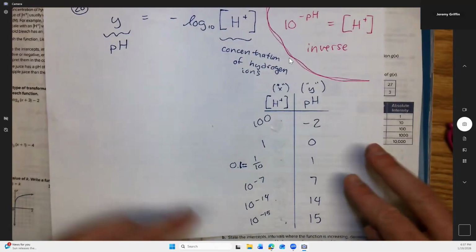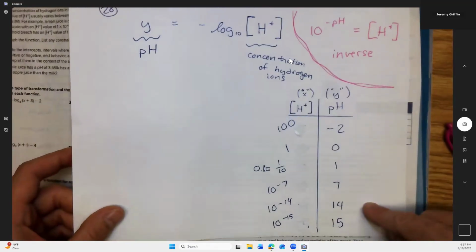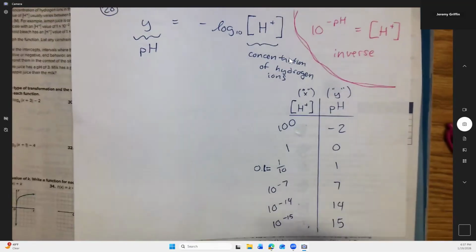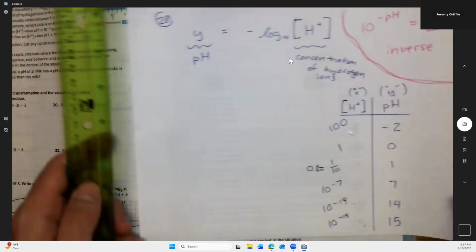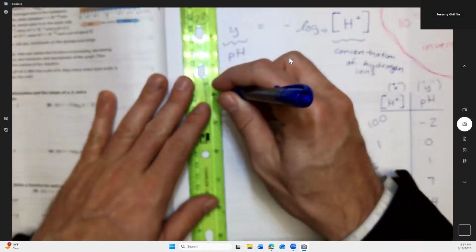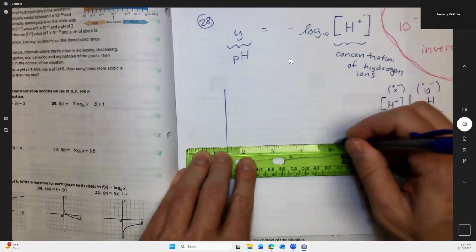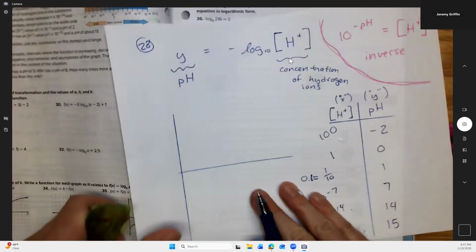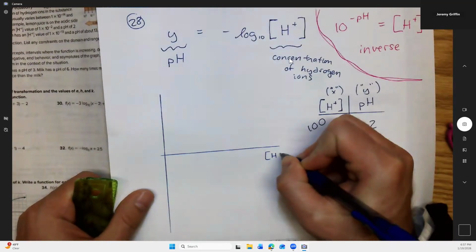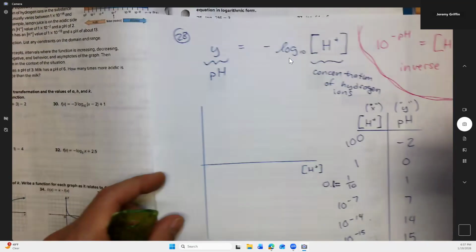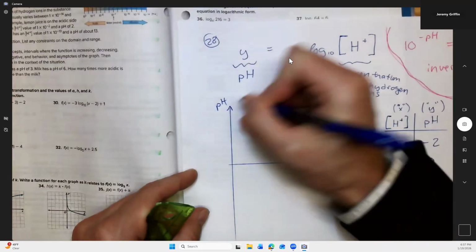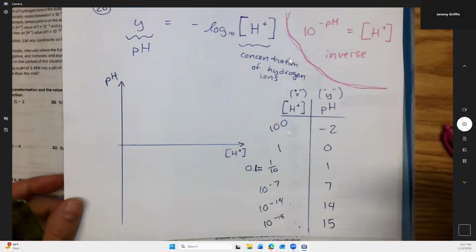So you're not bounded by 14. pH doesn't have to stop at 14, but charts typically stop there just because it gets so extreme at that point. Okay, what does this graph look like? I'm going to put the concentration of hydrogen ions on the x-axis, and let's do pH on the y-axis. So go like that.